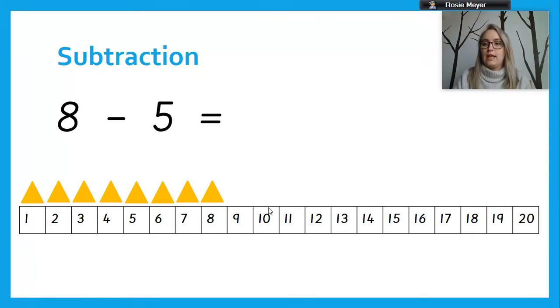When you've got those 8 triangles on your piece of paper, we are going to think about taking away or subtracting 5 of those. And we're going to do that by crossing them off. So the first thing we're going to do is we're going to start at the end, at the last triangle, so the one above number 8. And we're going to cross them off. I'm just going to give you a minute to draw those 8 triangles on your piece of paper.